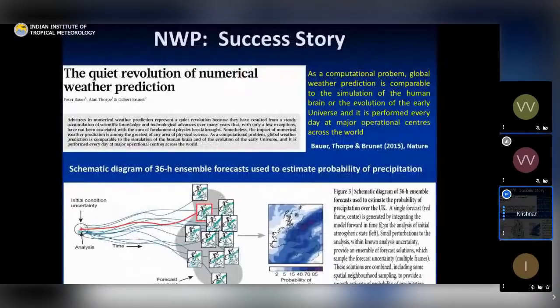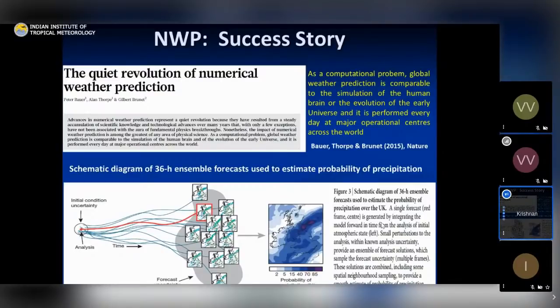And then there was a recent very nice paper in 2015 from Bauer, Thorpe, and Brunet in Nature. They say that NWP, numerical weather prediction, is a quiet revolution. It has happened very silently. And this success is comparable to the simulation of the human brain or the evolution of the early universe. The one important thing is this is performed every day at major operational centers around the world.